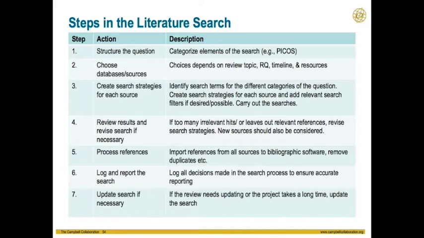And then step 4, review results and revise search, that's what takes the longest. That's you perfecting your search terms and making sure that you've got the appropriate sensitivity and specificity. Then you'll process your references, and I'll talk about some reference management software that I've used in the past. There are lots of options available today. And then logging and reporting the search, that's documentation, okay? And we'll look at the Prisma flowchart that you'll be needing to document information so that you can report on that.